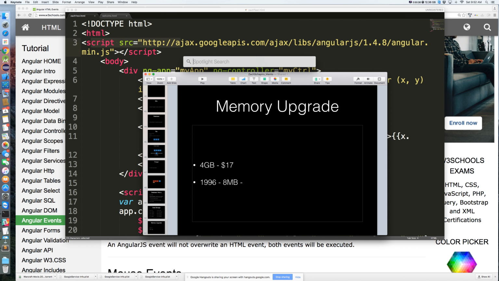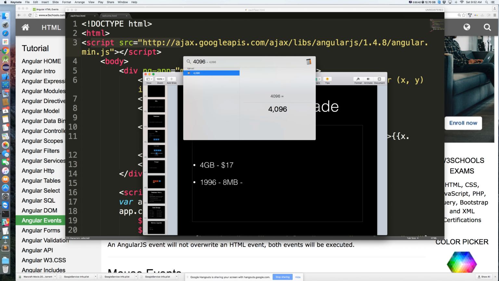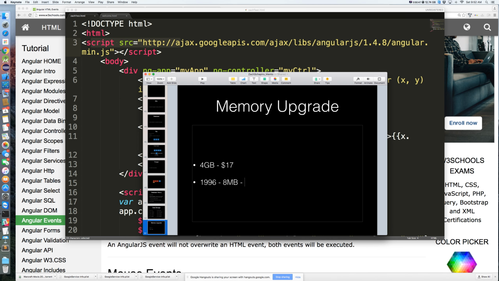So if we take 4,096 megabytes, which is our 4 gigabytes, divided by 8, that's 512. This one right here is 512 times more memory than this. So if you were just guessing, take 5 seconds to come up with it, what would you guess I spent for 8 megabytes of memory in 1996?